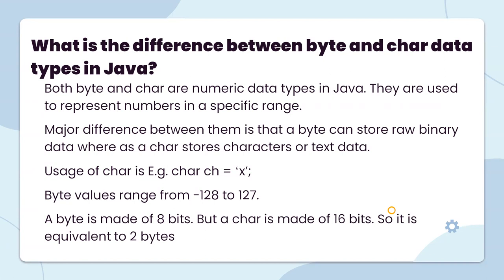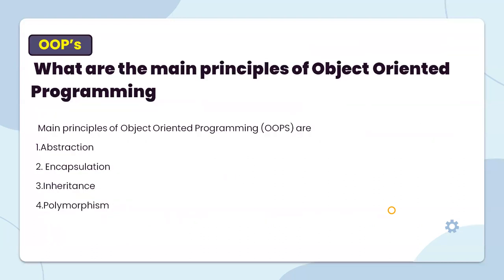The major difference between them is that byte can store raw binary data, whereas char stores character or text information. The byte value ranges from -128 to 127. A byte is made of 8 bits, but a char is made of 16 bits, so it is the equivalent of 2 bytes.